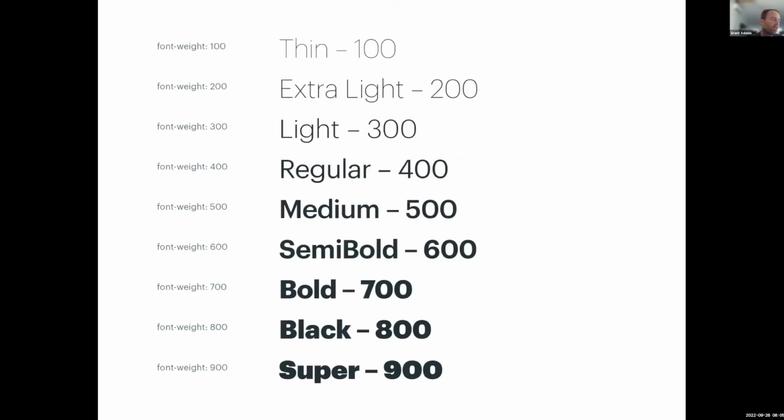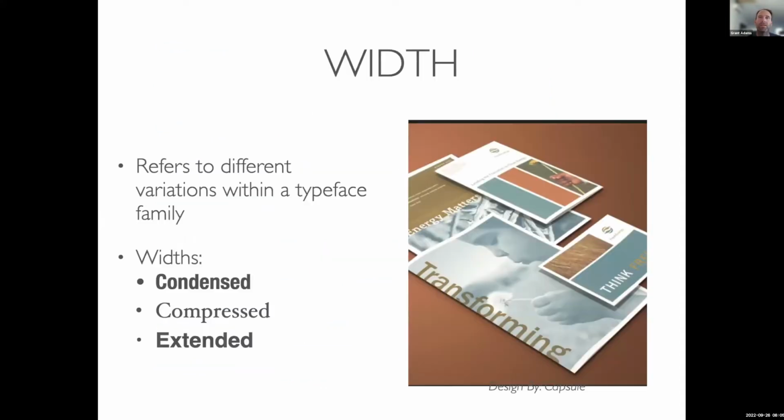So this is the full spectrum, right? Where we start with the absolute lightest at the top here, that would be the thin. Then we do extra light, light, regular, medium, semi-bold, bold, black, and super, getting thicker and thicker and thicker as we go forward. And so you can really see, especially if you stand back and squint at this slide, you can see that gradient of change happening over the course of a font. And the best fonts will have these various versions available to them.